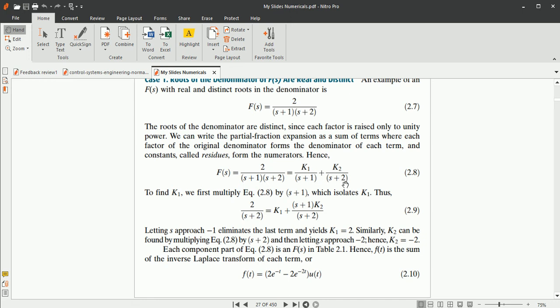And when you put s plus 2 equal to 0, you find k2, and when you find k1 and k2, you get k1 as 2 and k2 as minus 2. So here you will have 2 and here you will have minus 2. So you will take your inverse Laplace.